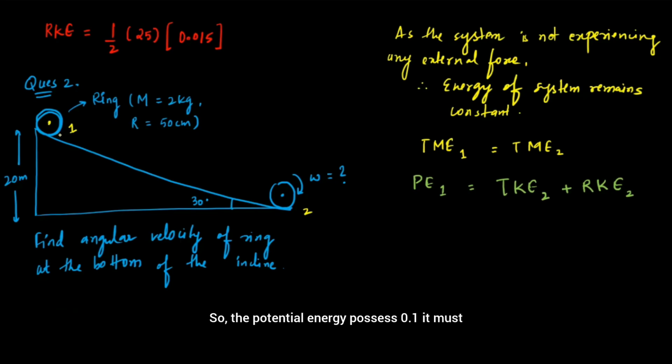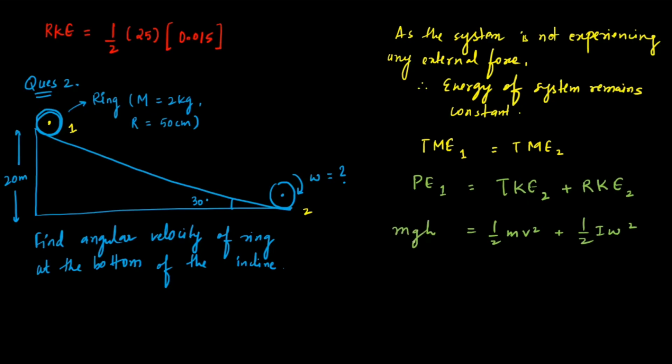So the potential energy it possesses at point 1 must be converted into translational kinetic energy, that is half mv square, plus rotational kinetic energy, that is half I omega square. Potential energy is mgh. We already studied all of these relations. What we need to understand here is how this energy is being converted from one form to another. If you understood this, it is good to go.